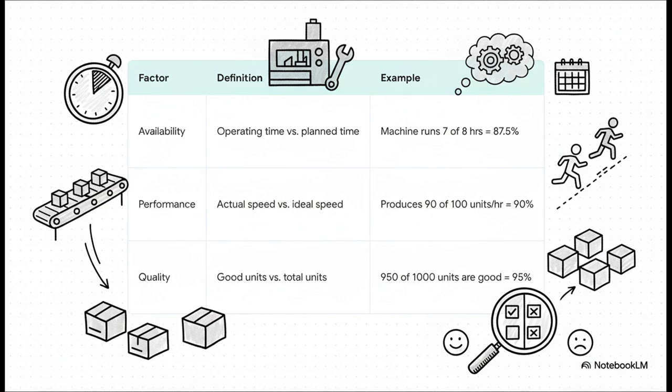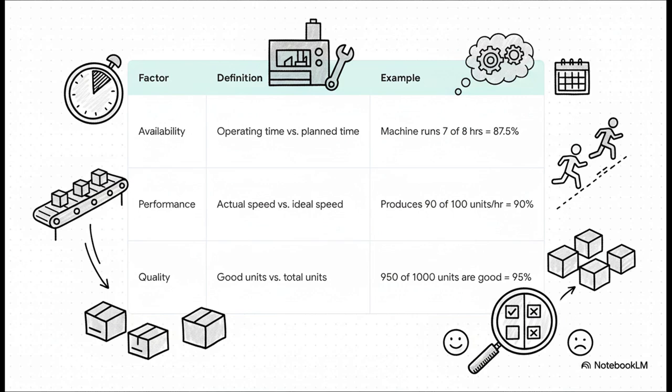If you plan to run a machine for 8 hours, but it was only actually running for 7 because of, say, a breakdown, your availability is 87.5%. Simple as that. Next, you've got performance. This is all about speed. If your machine is supposed to make 100 units an hour, but it's only turning out 90, well, your performance is at 90%. And last but not least, quality. Are the things you're making actually any good?